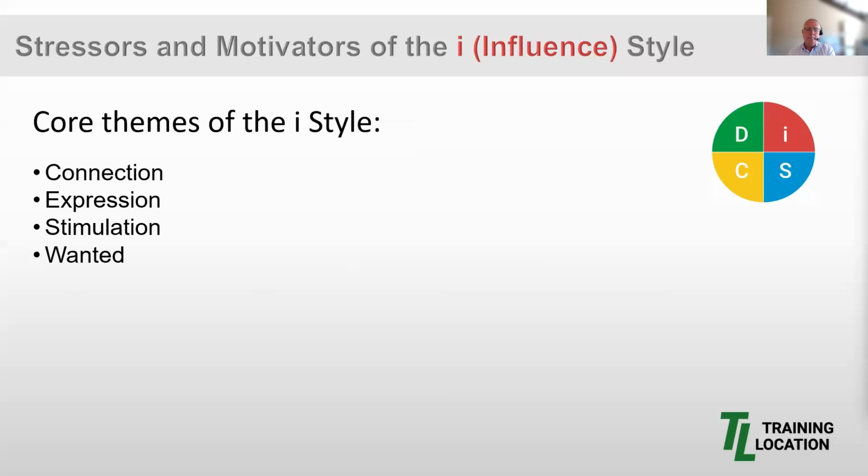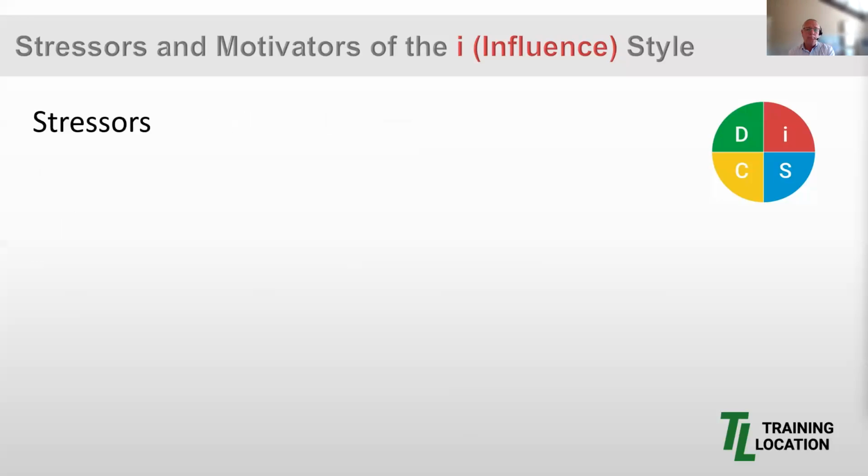have said. As we consider the behavioral tendencies coupled with the core themes or needs, it'll better help us understand the stressors and motivators of the I style. So let's take a look at the environmental factors which might conflict with the I style. Now, the I style is focused on enthusiasm, action, and collaboration.